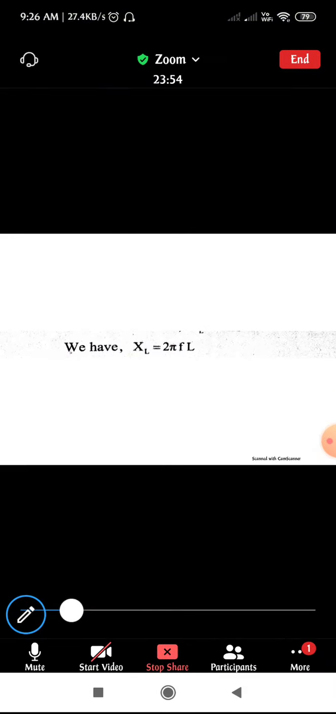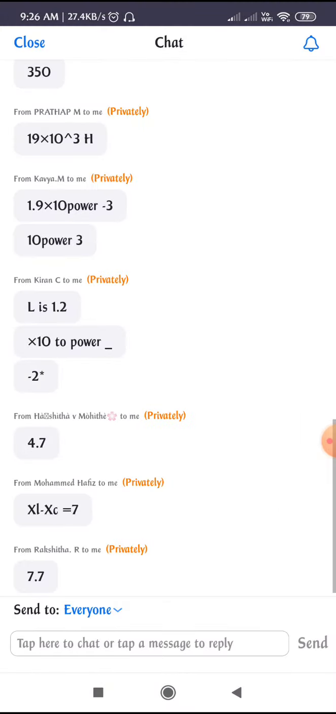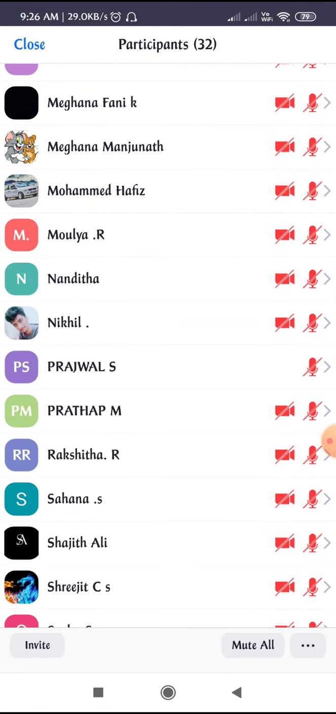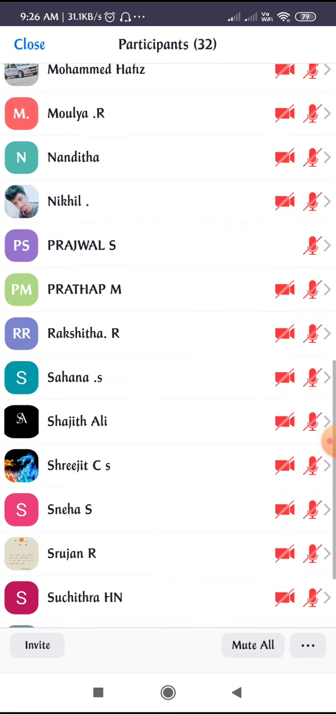Yes, after this you are just going to make use of this inductive reactance value. XL is equal to 2 pi FL. Okay, Rakshita R, what is that 7.7? I didn't get that. How about Srijit? Srijit, what is the value of XL? Sorry, XL value is 12 ohm. I want the value of L. What is the value of L I have got? Srijit.